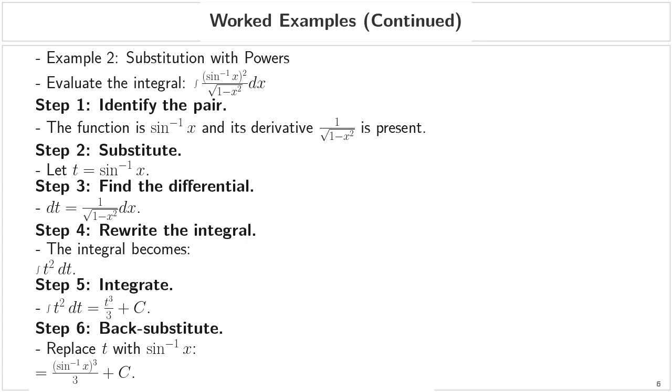The final step is to get our answer back in terms of x. We replace t with our original substitution, sin inverse x. So, our final answer is t cubed divided by 3 plus c, which becomes sin inverse x cubed divided by 3 plus c. And that's it.